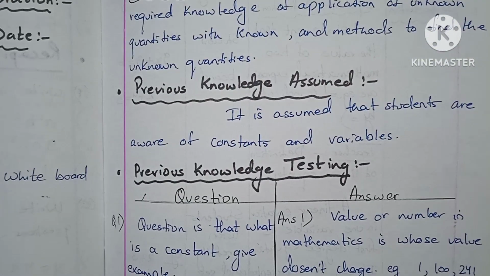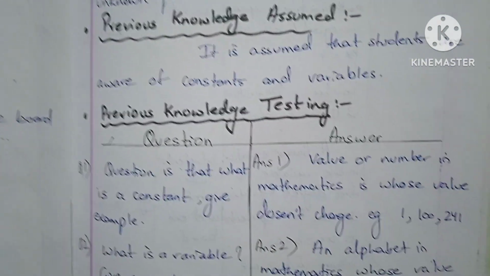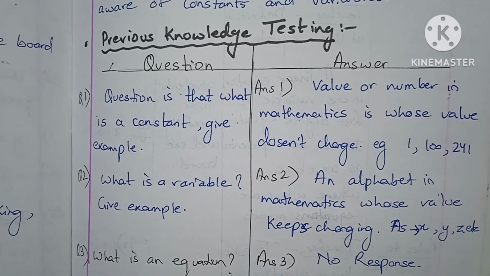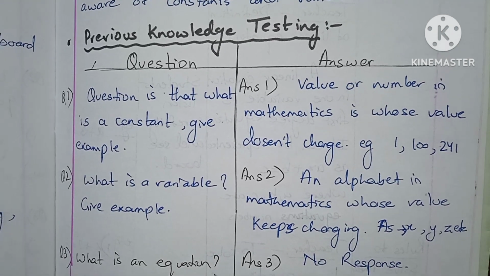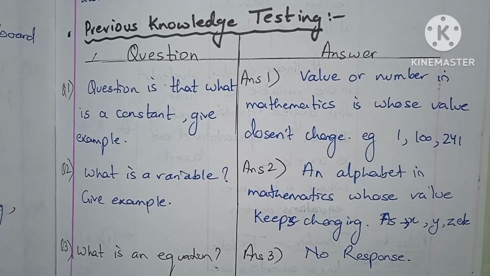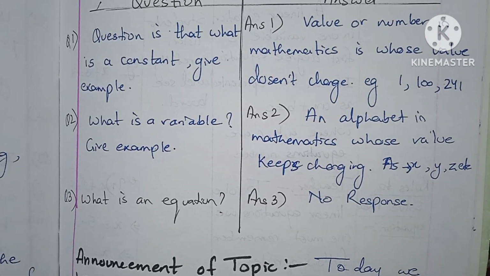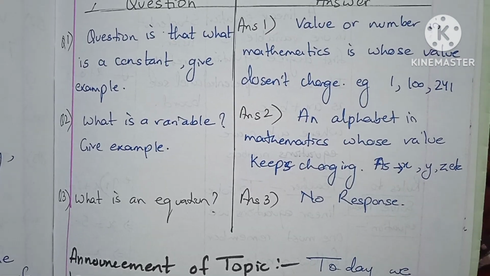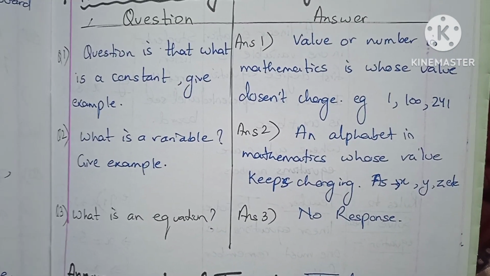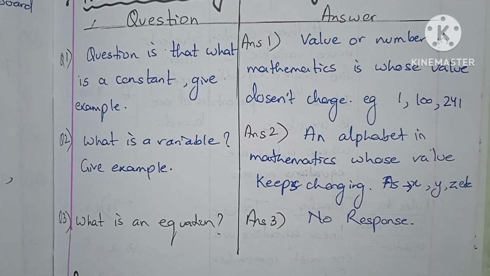The previous knowledge assumed is that the students are aware of constants and variables. For previous knowledge testing, teacher asks the question that what is a constant? Give example. Children reply, value or a number in mathematics whose value doesn't change. Example 1, 10, etc. What is a variable? Give example. Children reply, an alphabet in mathematics whose value keeps changing, like X, Y, Z, and these are basically small alphabets of English.